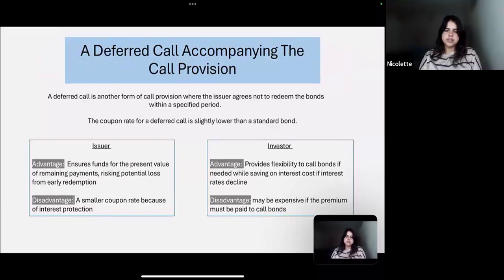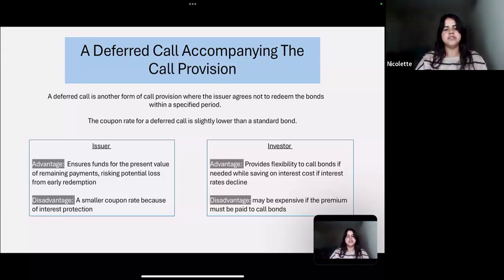For this slide, we'll be going over a deferred call accompanying the call provision. A deferred call is another form of call provision where the issuer agrees not to redeem the bonds within a specific period. This feature introduces a period of stability for investors, assured that the bonds are not called. The coupon rate for this deferred call is slightly lower than the standard bond.